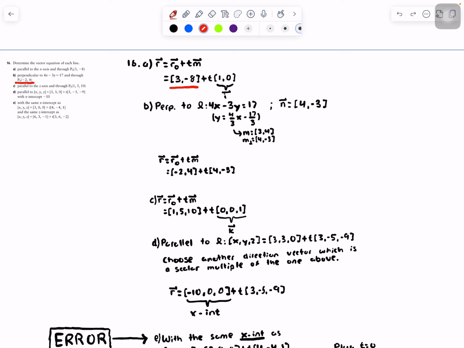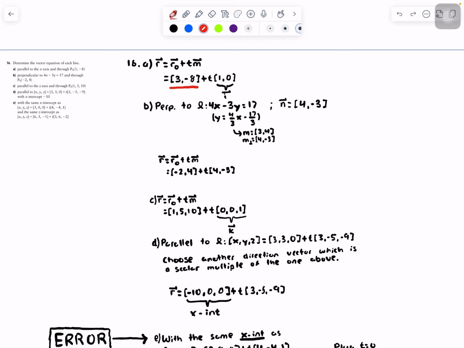And then my vector equation is quite simple, right? I use the position vector, -2, 4, plus t times 4, -3, because that would be the line that has a perpendicular direction vector to the line we're given, 4x minus 3y equals 17. Okay? That's the naive way. You shouldn't do it like that.